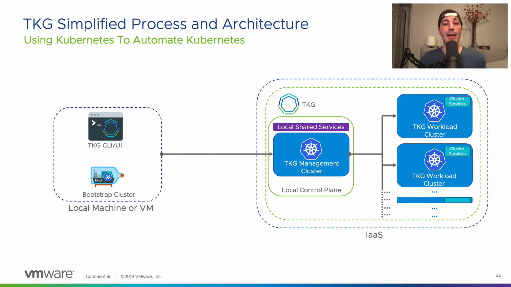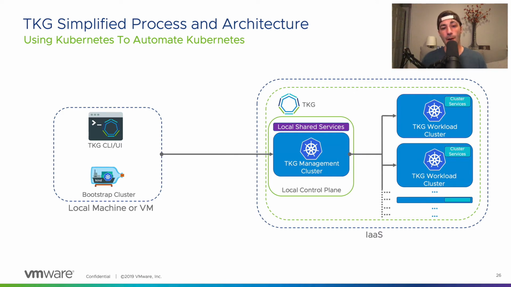Now, once I have that, I'm also supplying it with a configuration manifest, as well as some environment variables, so it knows how to actually talk to my infrastructure. So once this is up and running on my local laptop, it talks to the infrastructure of my choice. We'll say it's vSphere at this point. It's going to talk to vCenter, and then it's going to create a management cluster.